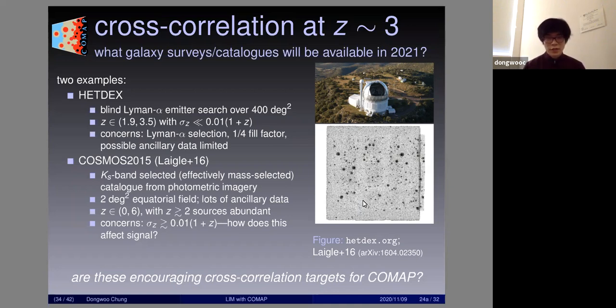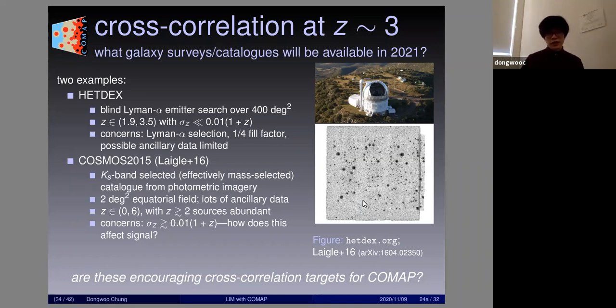And if you want to chase after ancillary data in something like the COSMOS field, you have catalogs like the COSMOS 2015 catalog. This is an effectively mass selected catalog. There's a good abundance of redshift 2 and above sources to cross-correlate against across a reasonably sized field. However, the concern is it's a photometric catalog. You don't have true redshift information. You're taking broadband pictures and guessing at the spectral features. It's very advanced guessing, but it is guessing nonetheless. And so the concern is, how does that affect correlation? How much cross-correlation does that erase?